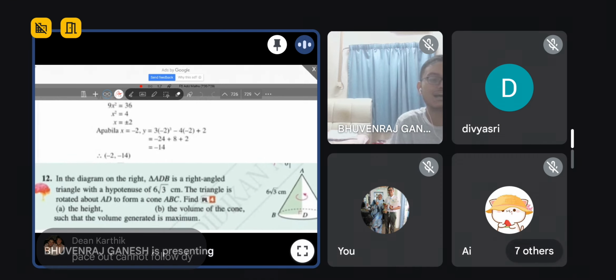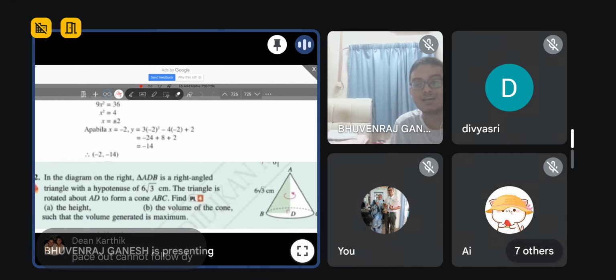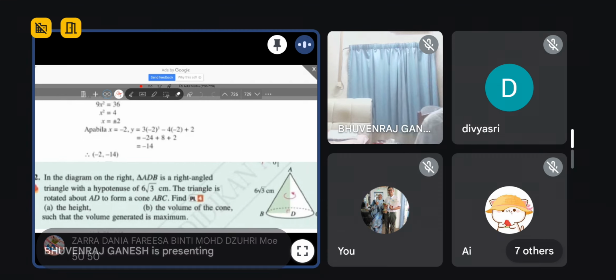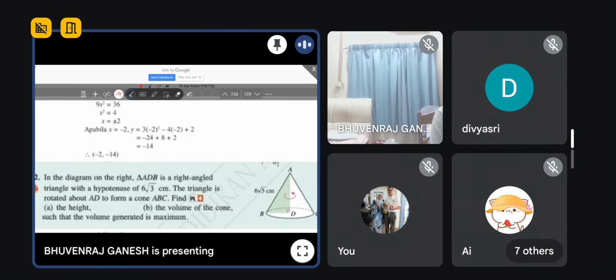We go to the next question. This question levels up a bit. Okay, you can see it already. It's slightly harder, but not so hard. Basically you have a right angle triangle inside the cone. 50-50. Okay, masih boleh tahan. They tell you the hypotenuse is 6√3. So this is your hypotenuse.